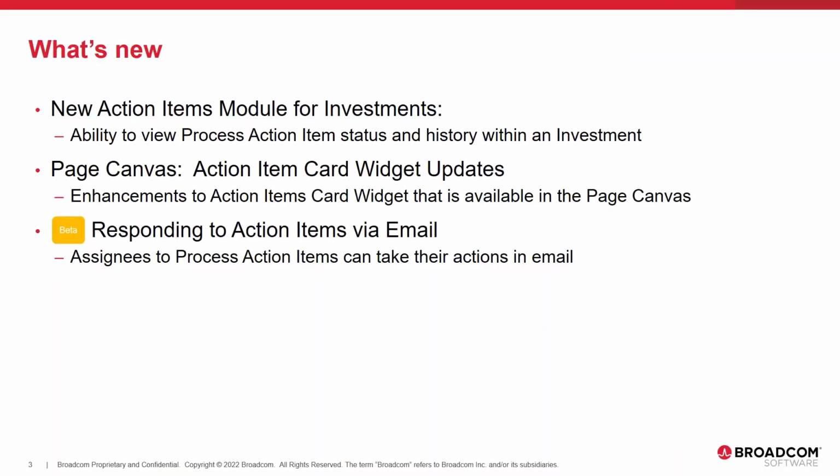So what is new in the current release? We've delivered a capability where we have a new action items module that is available for investments, and that will allow you to view process action item history inside of an investment. The second change is we made some enhancements to the action item card widget on the page canvas. And lastly, we wanted to provide another mechanism for customers to respond to their process action items, and we're providing a capability where they can take action directly in email.